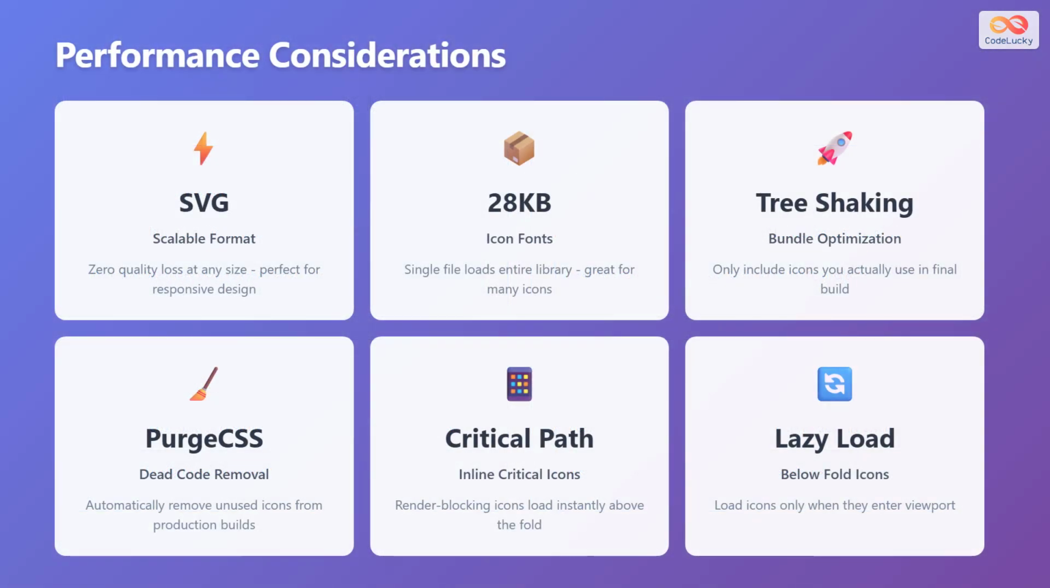Performance is essential when using icon libraries in production. SVG format is scalable with zero quality loss at any size, making it perfect for responsive design. Icon fonts typically load in about 28 kilobytes as a single file, which is great when using many icons. Tree shaking allows you to include only the icons you actually use in your final application bundle. PurgeCSS automatically removes unused icons from production builds, reducing file size. For critical path optimization, inline important icons so they render instantly above the fold. For icons below the fold, implement lazy loading to load them only when they enter the viewport.